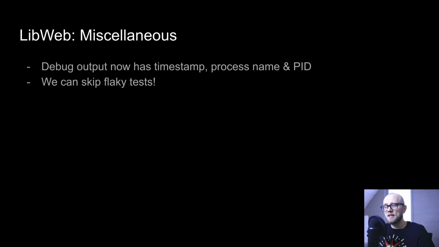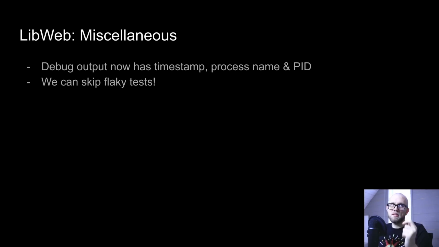Some miscellaneous things that I just want to mention. Debug output now has timestamp, process name, and PID. So when you're running Ladybird, it used to be that debug output from all the different helper processes would just be mixed, and you wouldn't know which process was saying what. Andrew has added this little prefix, so it now says which process, what's the PID, and what was the time when the message came out.